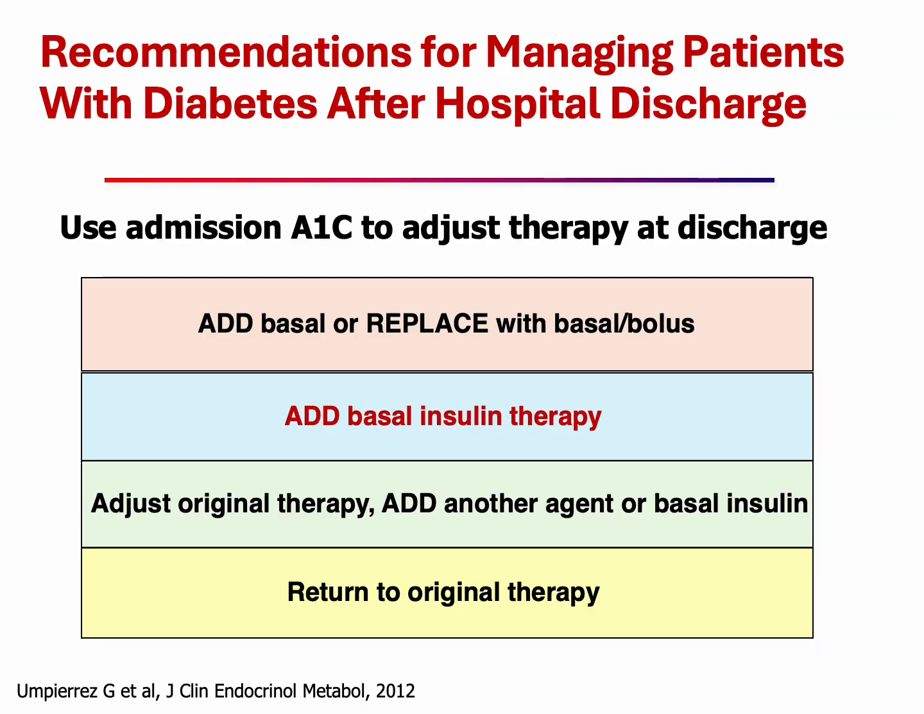So, what's the approach? If the admission A1C is below 7%, the patient can usually continue their pre-hospital regimen. However, if the A1C is between 7 to 9%, it's recommended to discharge with basal insulin in the regimen even if they weren't previously on it. Always base discharge planning on the admission HbA1c as it reflects the pre-hospital glycemic control.